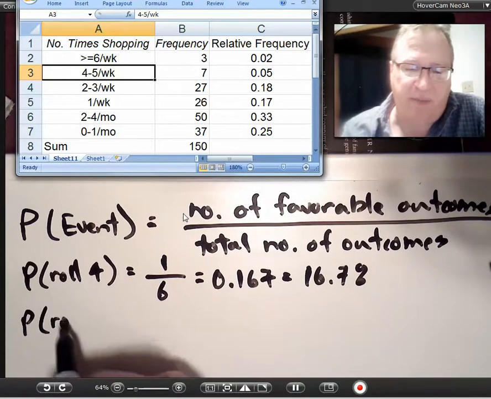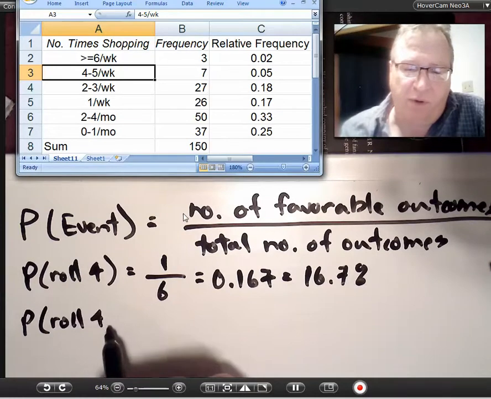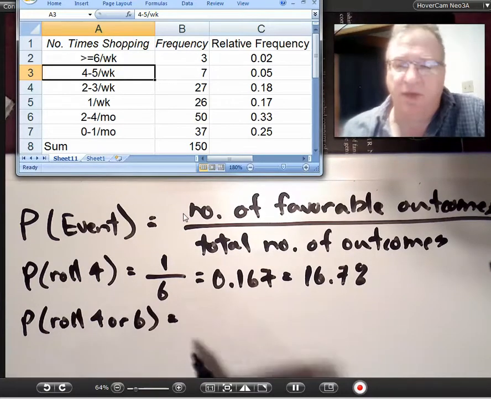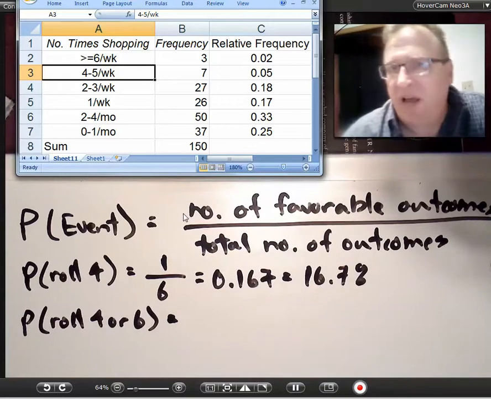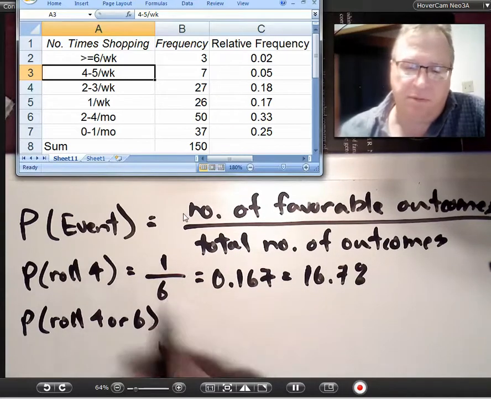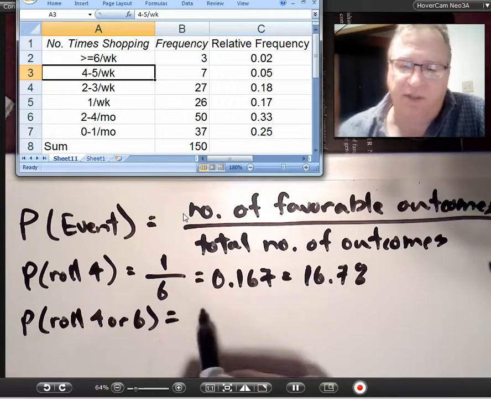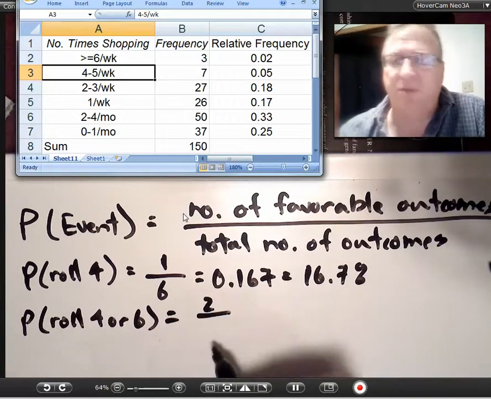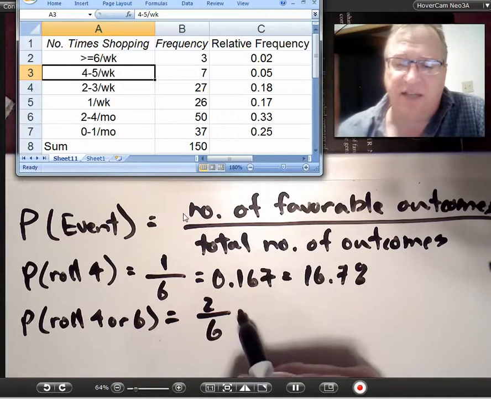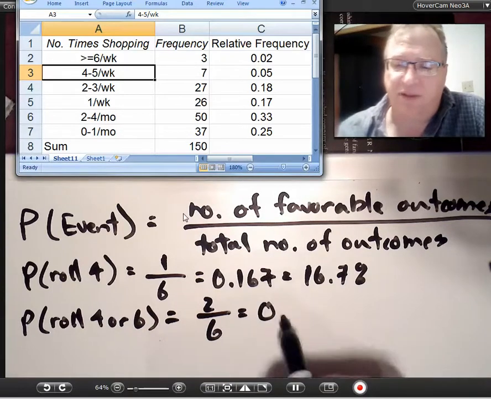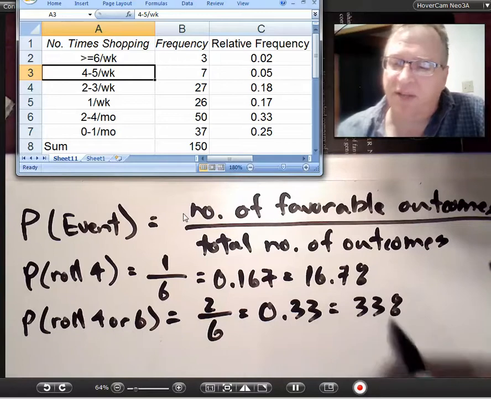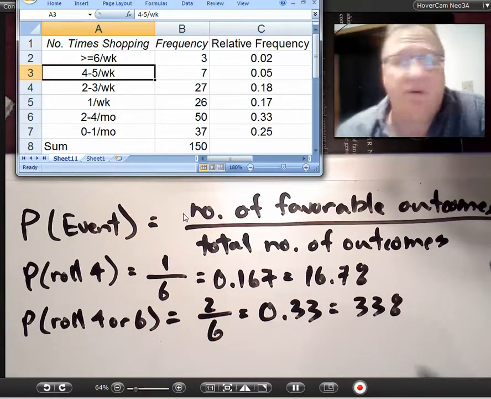Okay, let's mix it up a little bit. How about the probability that I roll a 4 or a 6? Well, how many favorable outcomes can I have? There's 2 of them. There's either 4 or 6. There's still 6 total. We have 1 die. It's got 6 sides. And so that's a third, or about 33%. That's the probability of rolling a 4 or a 6.